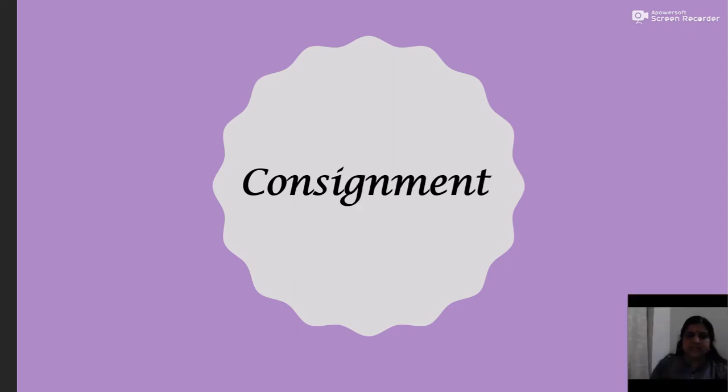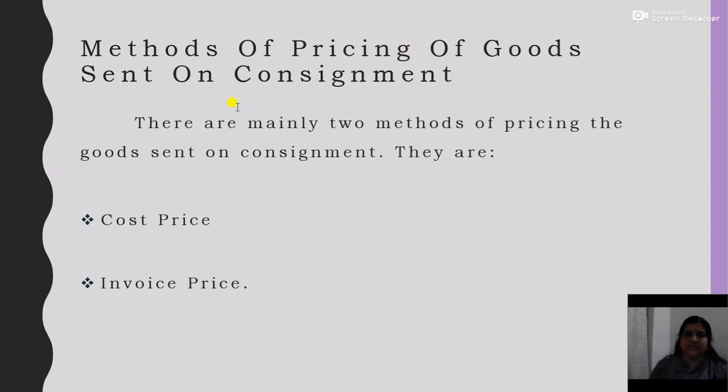We were talking about consignment account, and in this class we will study the journal entries in the books of consignor and consignee. Before studying the journal entries, we must know the various methods of pricing of goods sent on consignment. There are mainly two important methods of pricing when the goods are sent by the consignor to the consignee: cost price and invoice price.